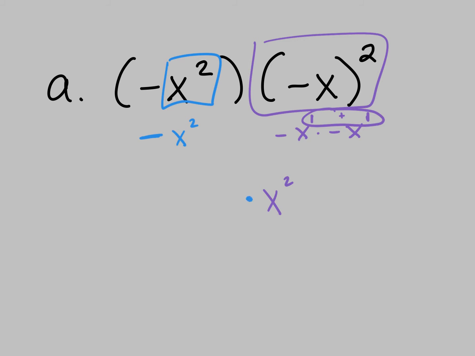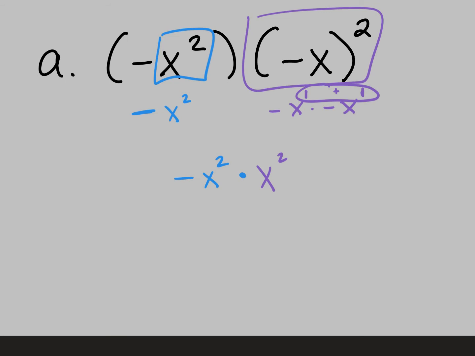Now if I multiply these together, what would I start with? What's my answer going to start with? A negative. Because remember, this is just like -1, so I start with the numbers. And awesome. I would add my exponents, so it would be negative x to the 4th power. Perfect.